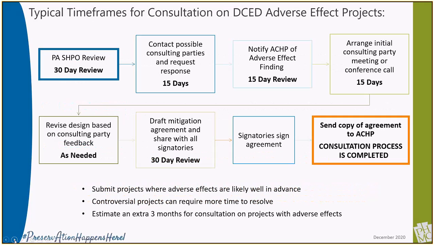The next slide shows the typical time frame to complete the consultation process for an adverse effect project. About 3 months from start to finish is a fair estimate to accomplish all the steps. Controversial or complicated projects may take longer, and simple projects could be completed a bit more quickly. As you can see, allowing ample time in your project schedule to complete the consultation process is advisable, since each required step takes time to complete. Environmental review is most effective and least stressful when carried out early in the project planning process.